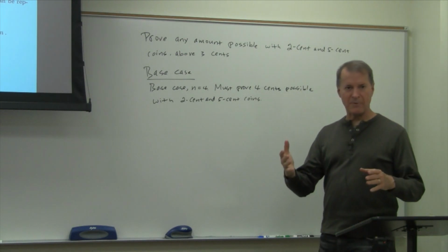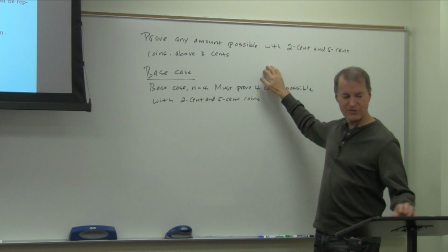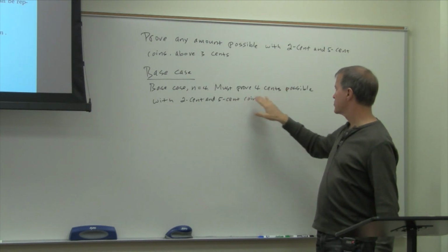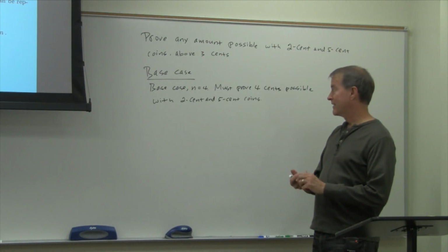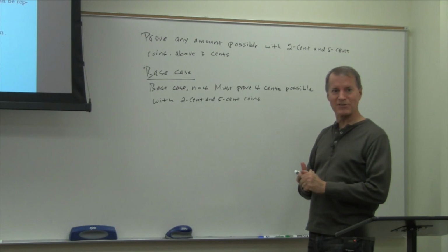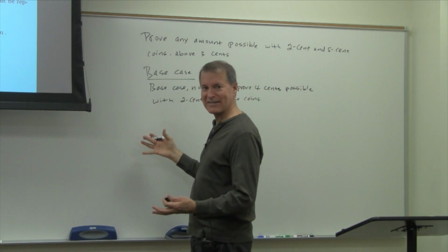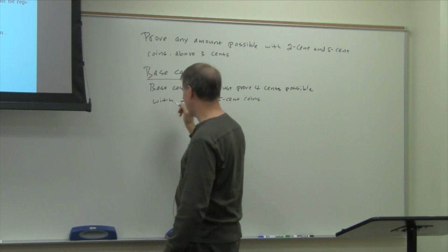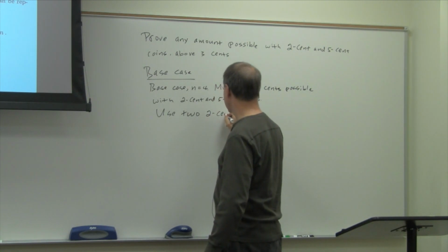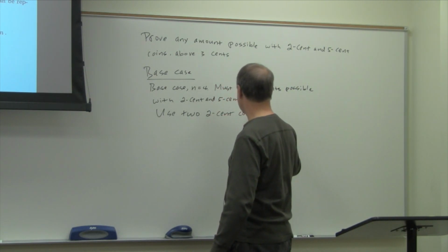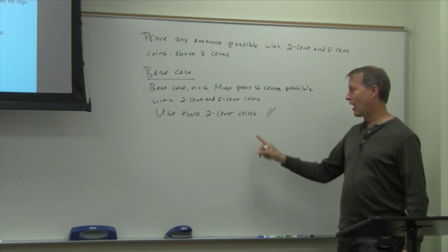Are you with me? You demonstrate that it's true in the base case, which is with 4 cents. So we must prove 4 cents is possible. How is that possible? Use two 2-cent coins. That's 4 cents. That's the proof, the base case proof. Are you with me? Yeah.